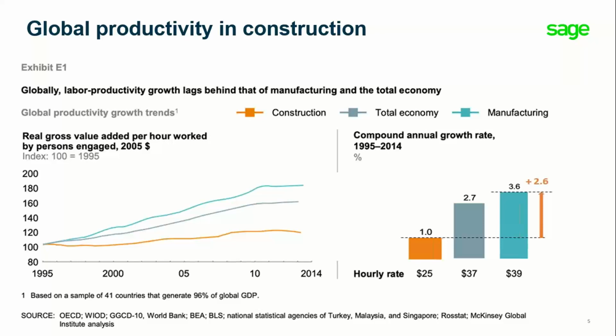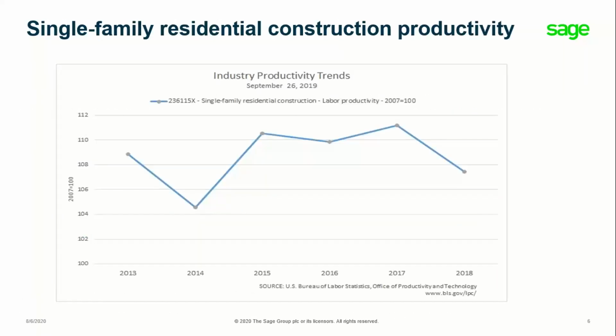One of the takeaways I get from a lot of people is, this is global productivity in construction, Colby. We're in the US or we're in Canada, we're in North America. And this graph stops at 2014, essentially. So recently, I pulled the latest information available from the Bureau of Labor Statistics. We're going to go through 4 slides. This picks up in 2013 and takes us out through September 26th of 2019.